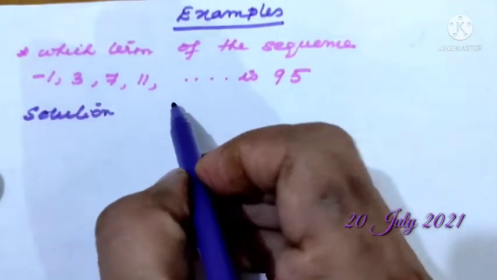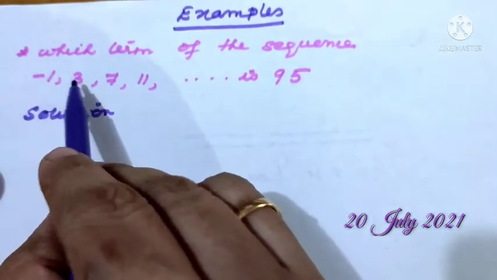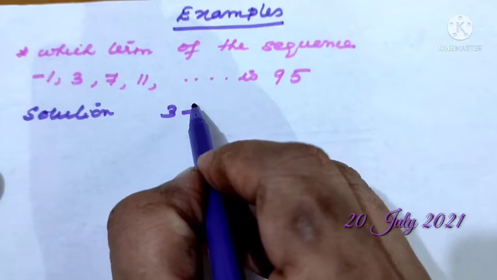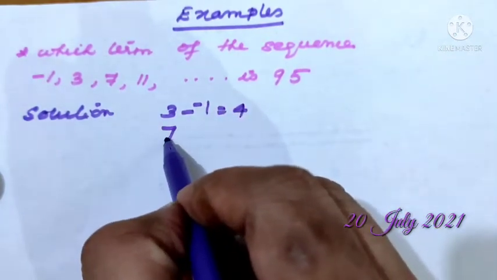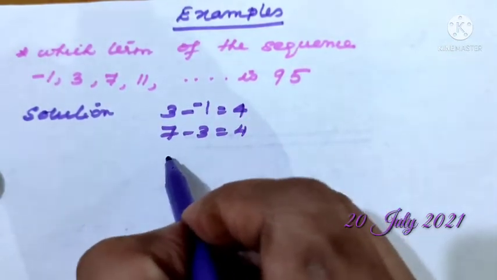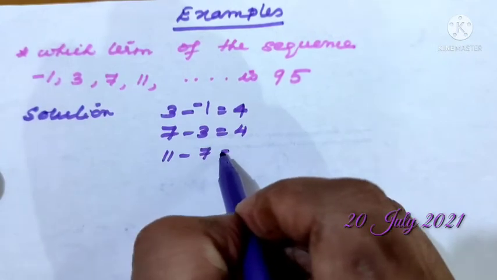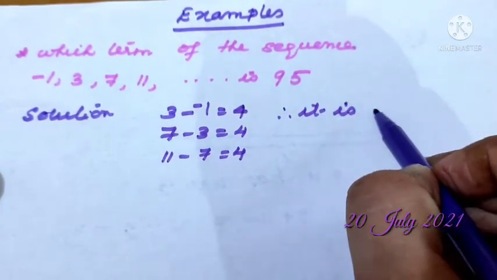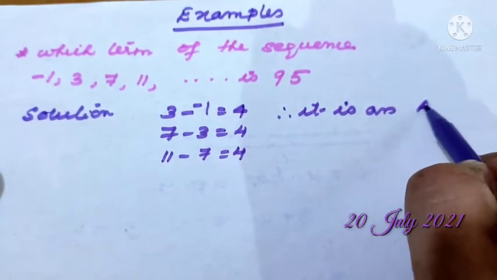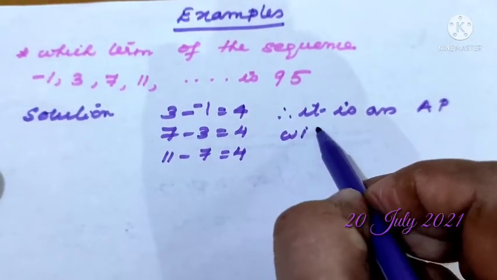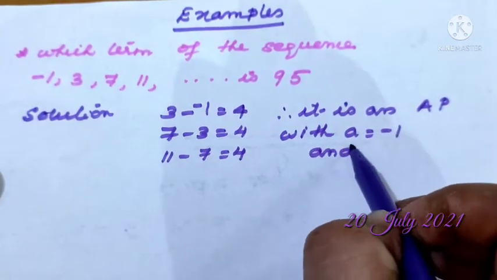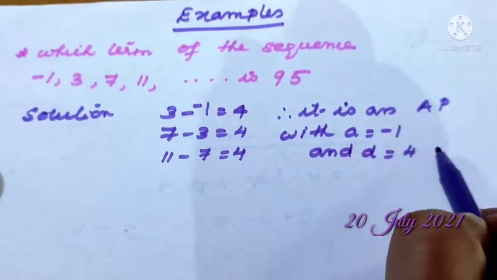So here a2 is -1 and 3, so we'll write just like this only. 3 minus (-1) equal to 4, 7 minus 3 equal to 4, 11 minus 7 equal to 4. So it is an AP with A equal to -1 and D equal to 4.